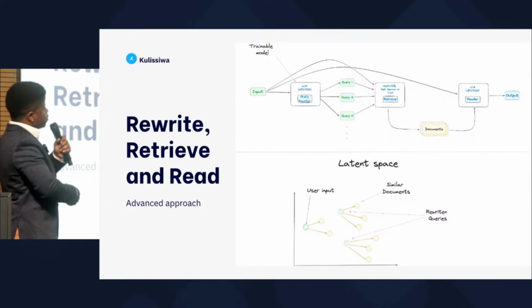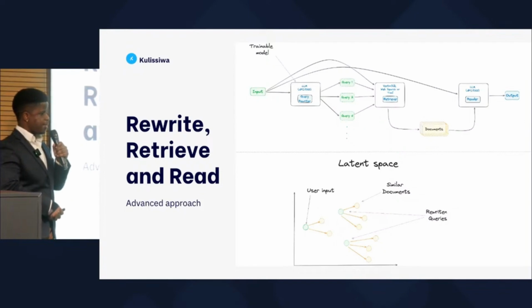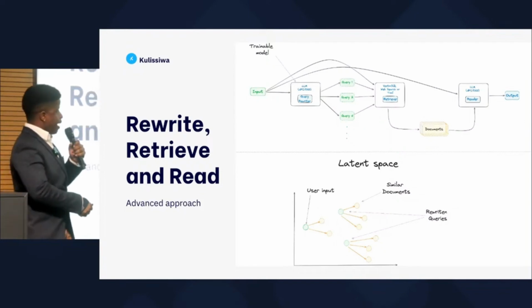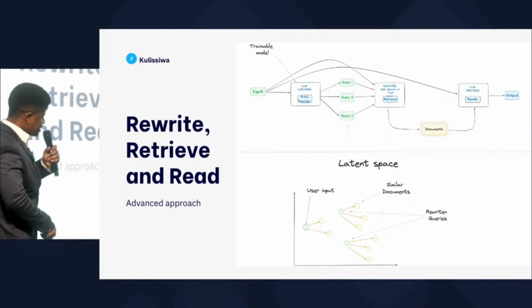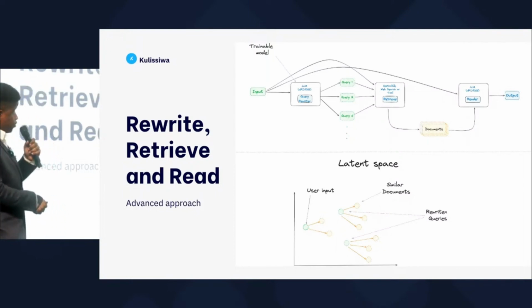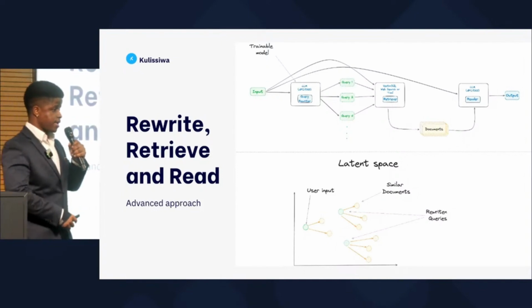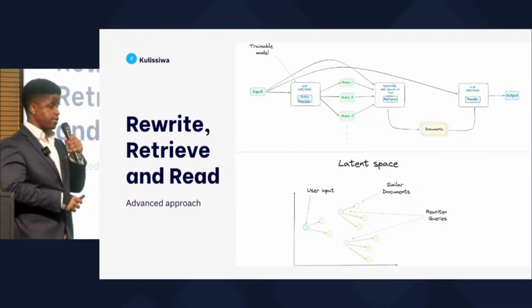But why just do that to one query? Why not create multiple queries? You create 3 variations of the same question. Then what happens when you retrieve? Instead of retrieving only these 2 documents that are closer in the vector space to the user query, you can get way more context from the vector database or the retriever just by rewriting the query in different ways. And this can improve your accuracy significantly.